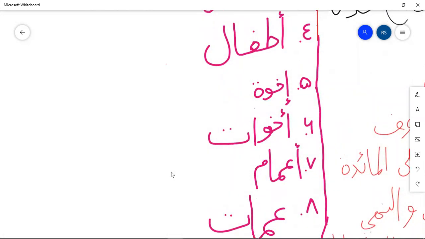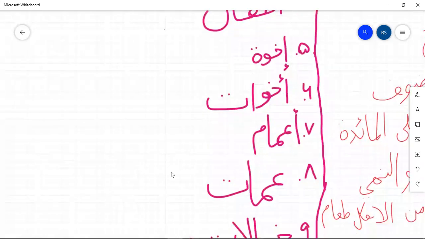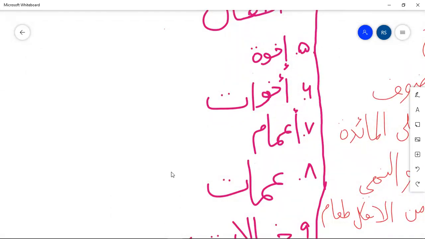How many brothers do you have? Kam akhan laki. Li thalathatu ikhwati. How many sisters? Kam ukhtan laki. Li ukhtani. How many paternal uncles?